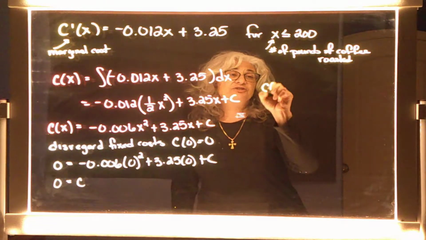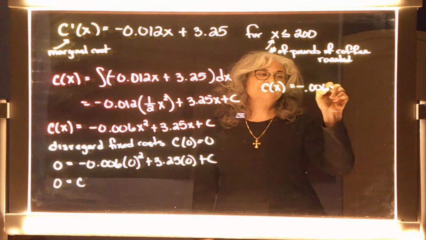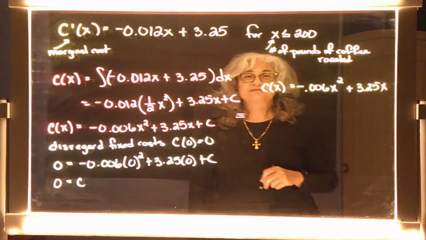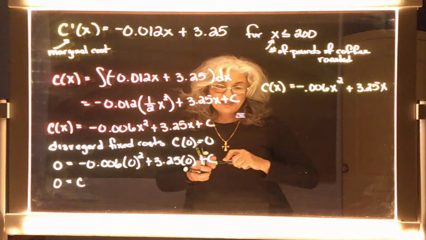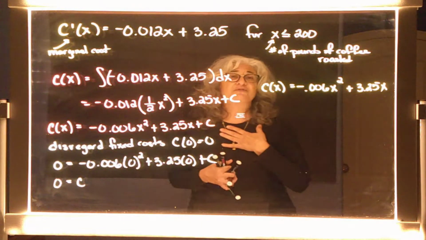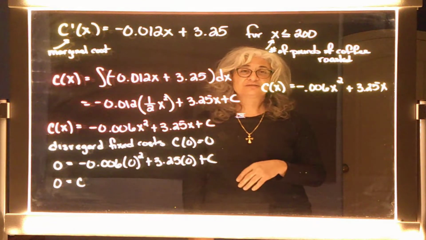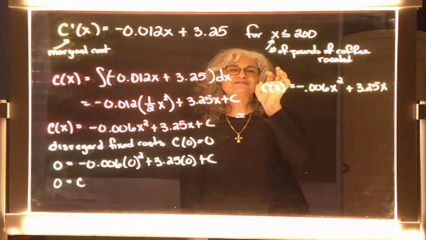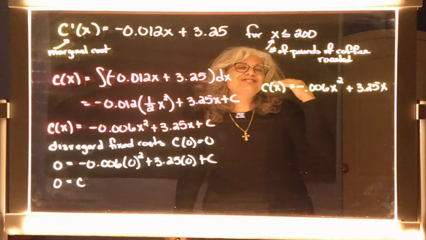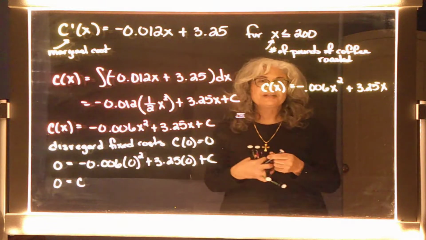So what's our C of x function? Our C of x function is going to be negative 0.006x squared plus 3.25x. And they want us now to find the total cost of roasting 120 pounds of coffee. So are we going to use the C prime or the C function? The C function represents the cost. C prime represents the change of the cost, the marginal cost. I'm not looking for the change, I'm looking for the actual cost.